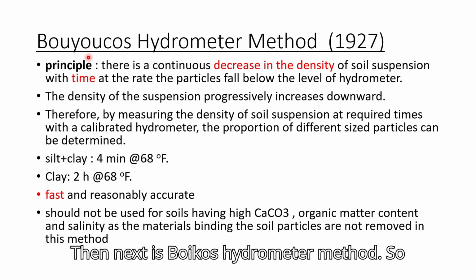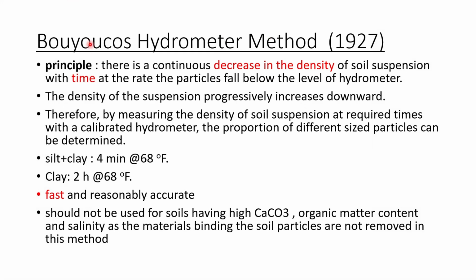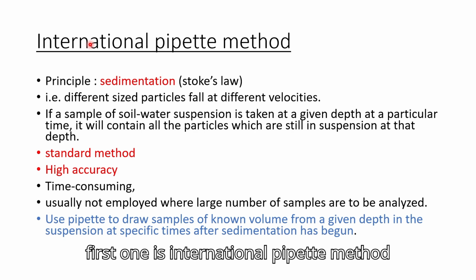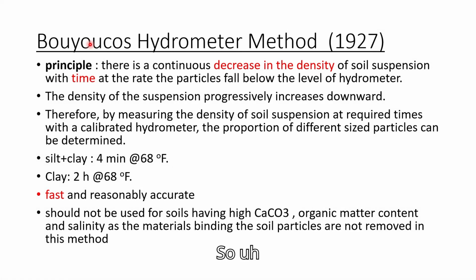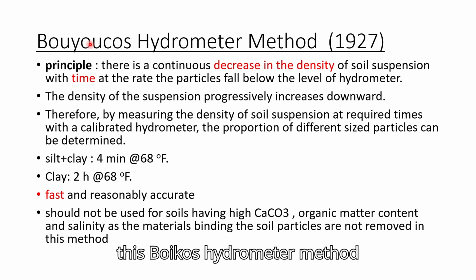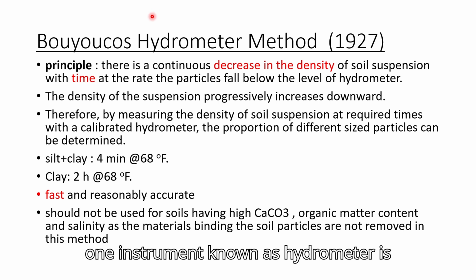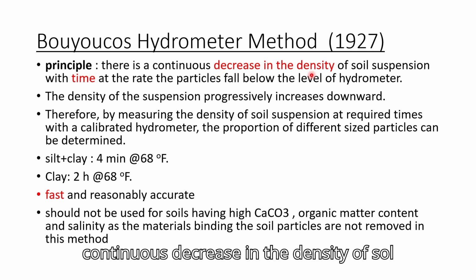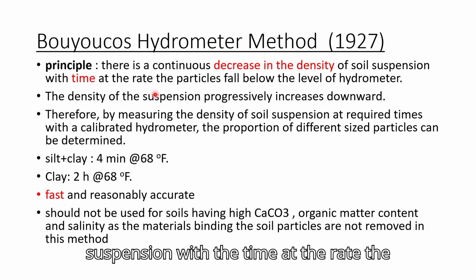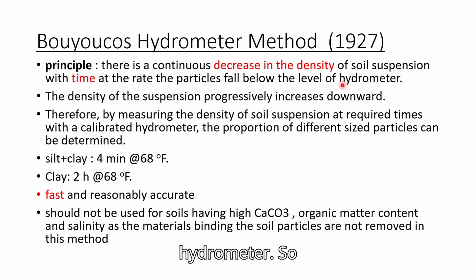Then next is Boyoucos hydrometer method. The first one is the international pipette method, and the second is Boyoucos hydrometer method. In this method, an instrument known as a hydrometer is used. The principle is that there is a continuous decrease in the density of soil suspension with time, at the rate the particles fall below the level of the hydrometer.